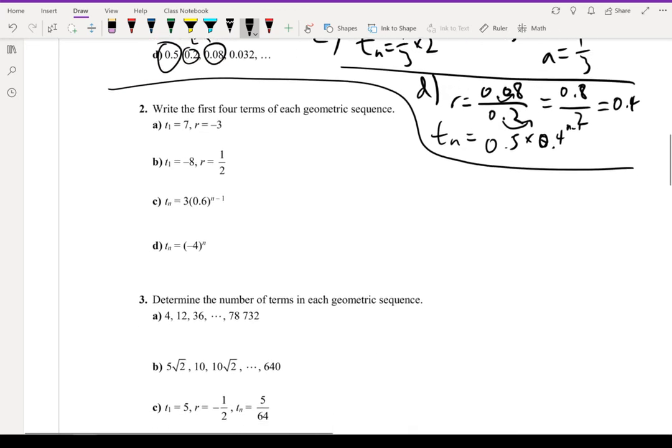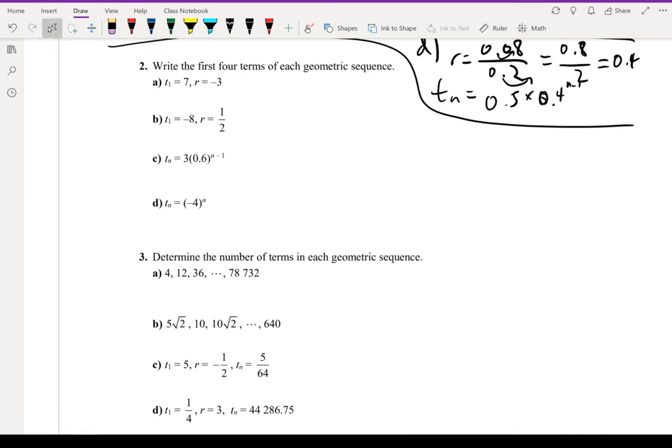Now let's look at the second question. Should I do all of them? I'll do all of them. Here we want to write the first 4 terms of each geometric sequence. If we want to find the first 4 terms, first of all we still have to find the general formula, what T of n is equal to. We're given T of 1, which is the same as a, and we're given r, so this one is very simple.